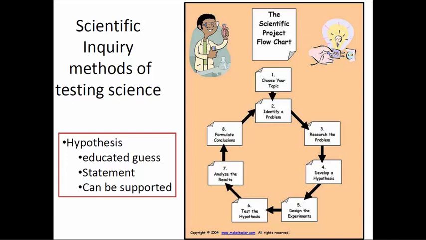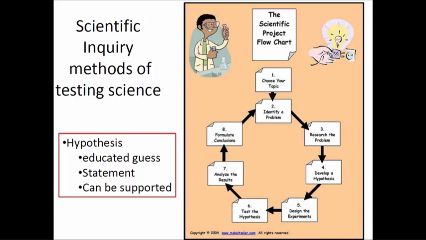You choose a topic, you identify a problem, you have to research the problem, develop a hypothesis, design the experiment, test the hypothesis by doing the experiment, analyze the results, and form a conclusion. Depending on what happens after you form your conclusion, you may publish your data, or you might have to go back and start all over again.